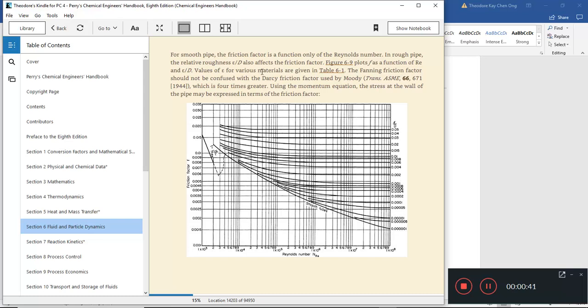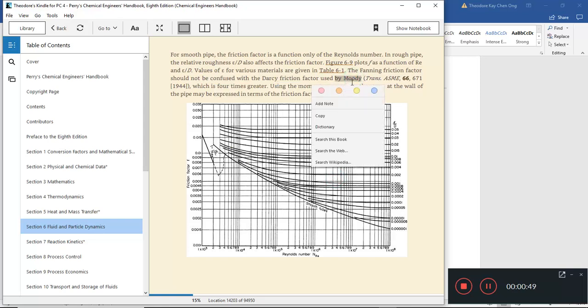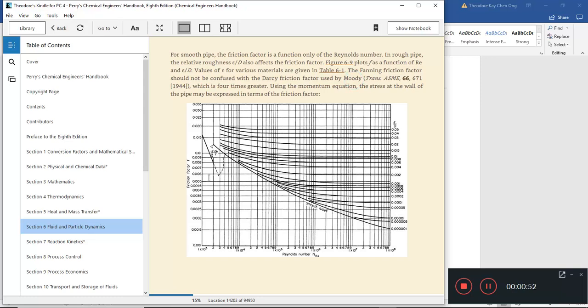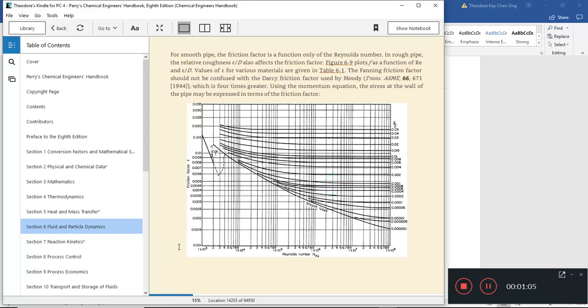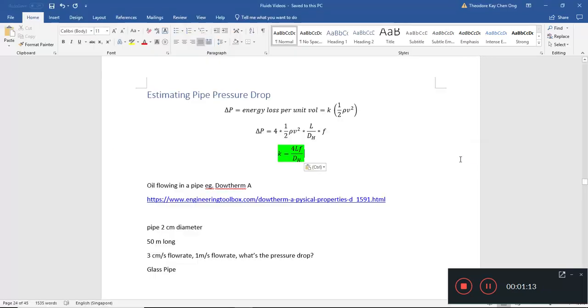And just a warning for you, you may find other graphs like the Moody chart. There's a Moody diagram that looks very similar to this, but on the y-axis, the vertical axis, the friction factor plotted is called the Darcy friction factor, and it's 4 times greater in magnitude than this Fanning friction factor. Otherwise, it's pretty much the same. You just use that factor of 4 to convert between Darcy and Fanning friction factor. So not a problem. Okay, so anyway, we'll continue.